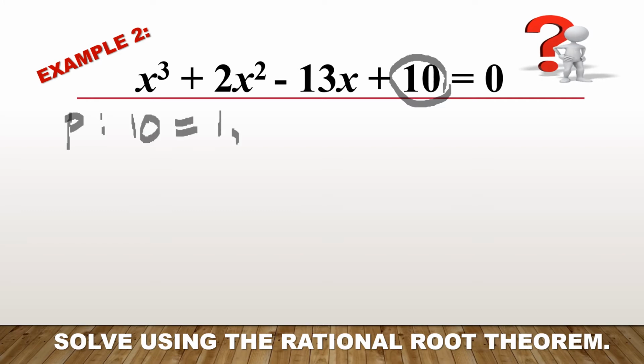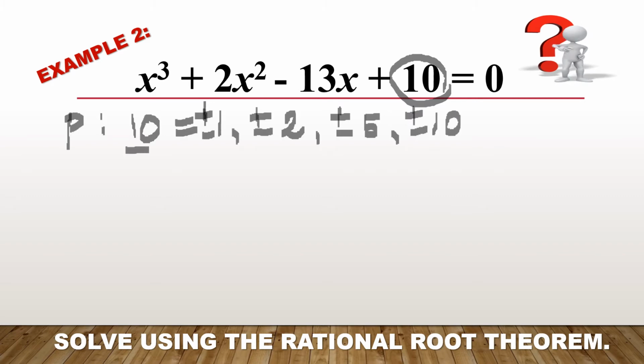So we have 1, positive, negative 1. What else? Positive, negative 2, because we can divide 10 by 2. What else? Positive, negative 5. And finally, the number itself, positive, negative 10. So these are the factors of the constant term 10.